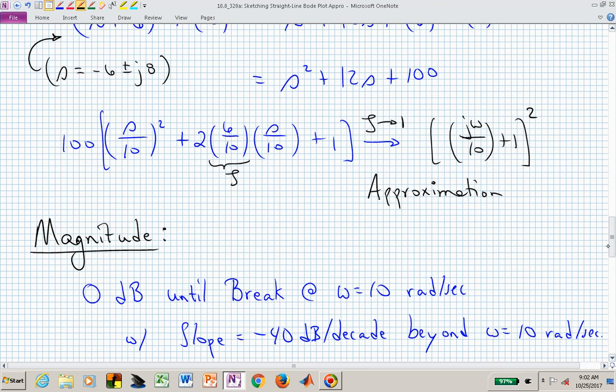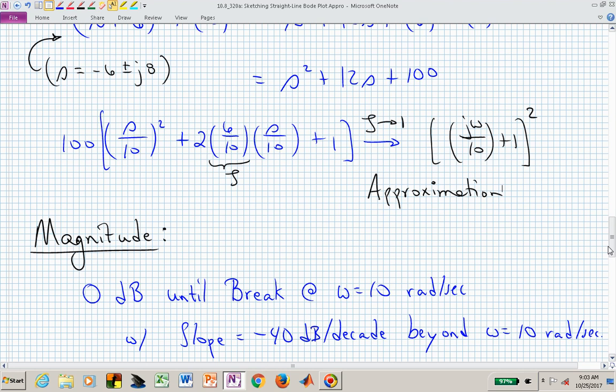Now we want to sketch this quadratic approximation, and we can quickly write down, to guide our thinking in our sketch, that for small omega, that particular term approximates to be 1, and 1 in dB is simply 0. So we have 0 dB until we reach the break. That's our agreed upon transition between what's happening for low frequencies and what happens for high frequencies. So we're flat at 0 dB for this particular factor written in time constant form until we reach the break, and the break here is at 10 radians per second.